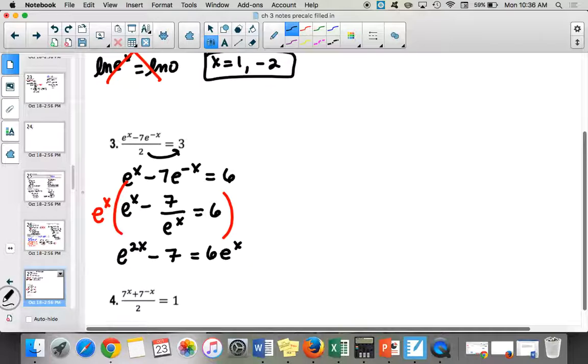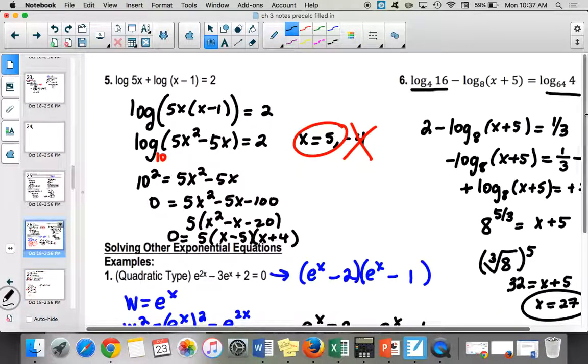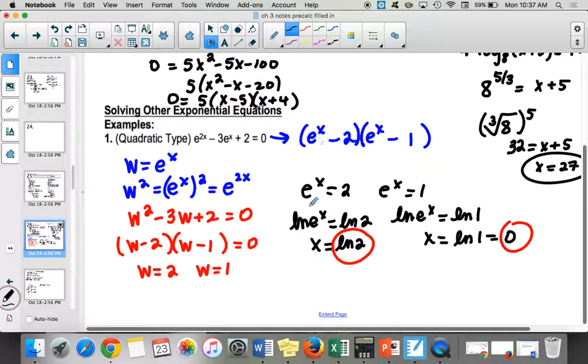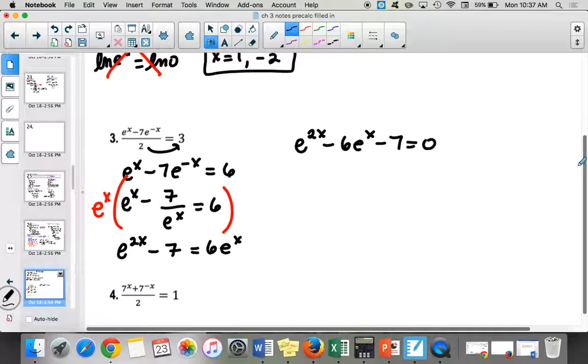And we subtract that 6e to the x over, and I write it so it's e to the x, I sneak it in the middle, minus 6e to the x minus 7 equals 0. And now it looks the same as the problem we already did, the one that was the quadratic type. So if you feel like you need to do a W substitution, go for it. If you can factor it without a W, try it. Okay, go ahead and try to factor without that W.